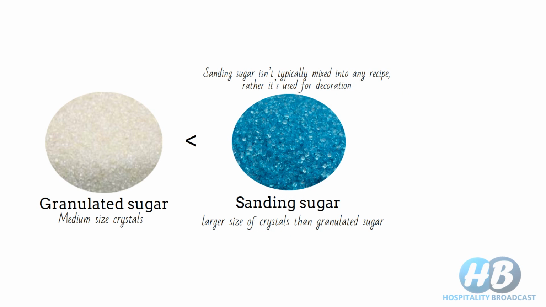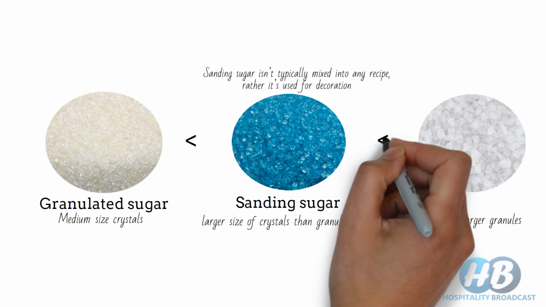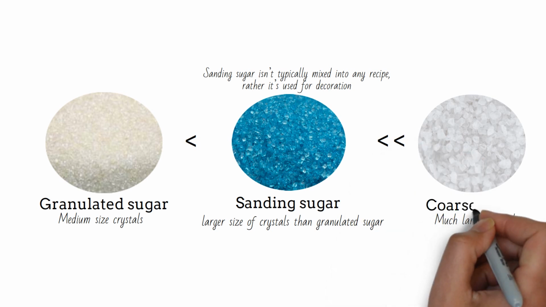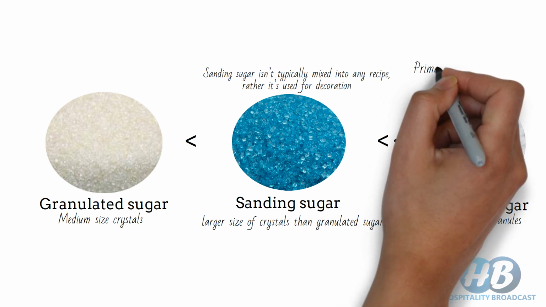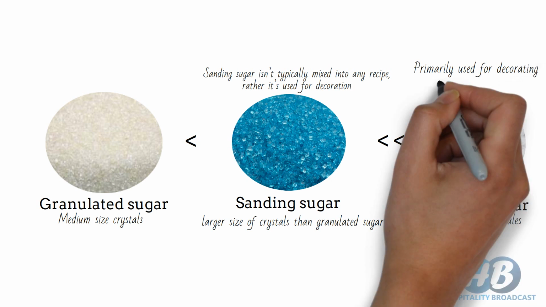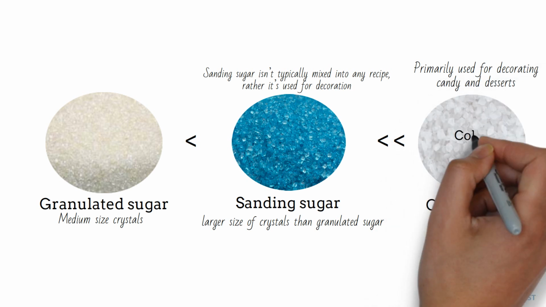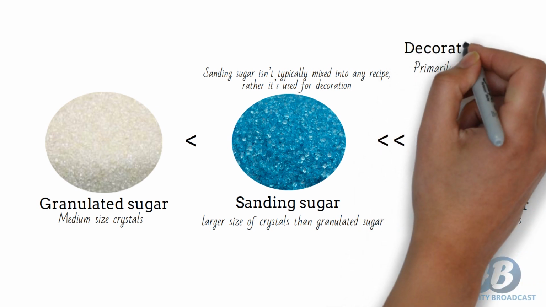Now there is a sugar with larger granules than sanding sugar and much larger than granulated sugar, called coarse sugar, which makes it stronger and more heat resistant. Primarily, it's used for decorating candy and dessert, as it can be found in a wide variety of colors, hence also known as decorating sugar.